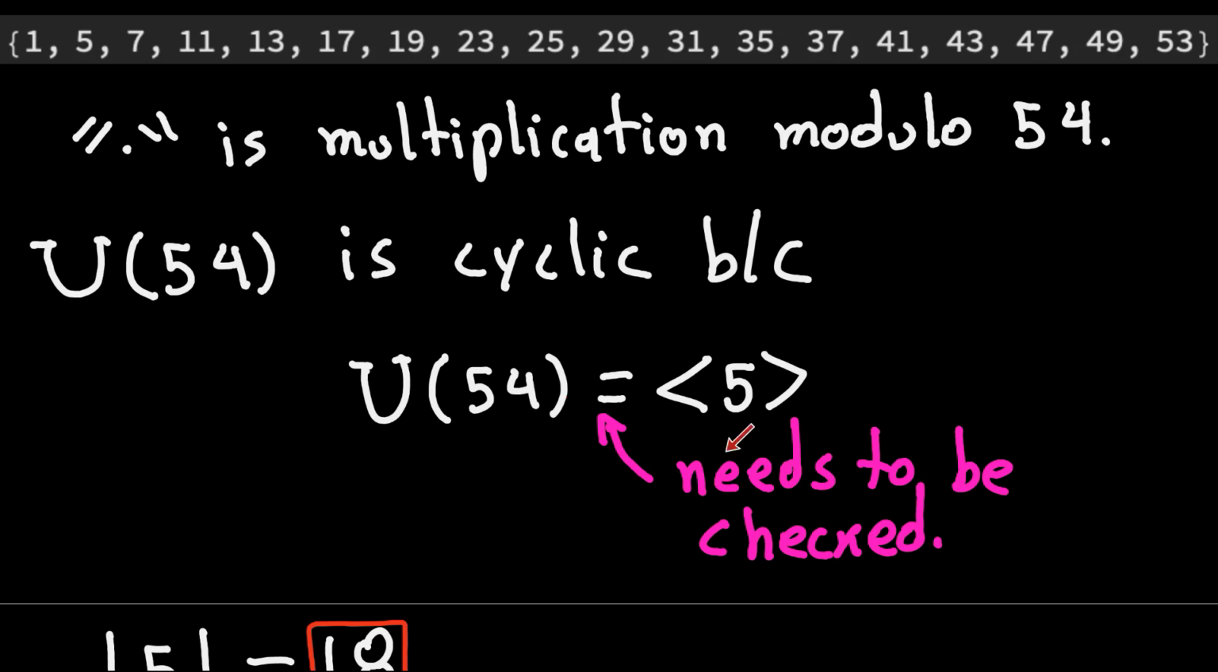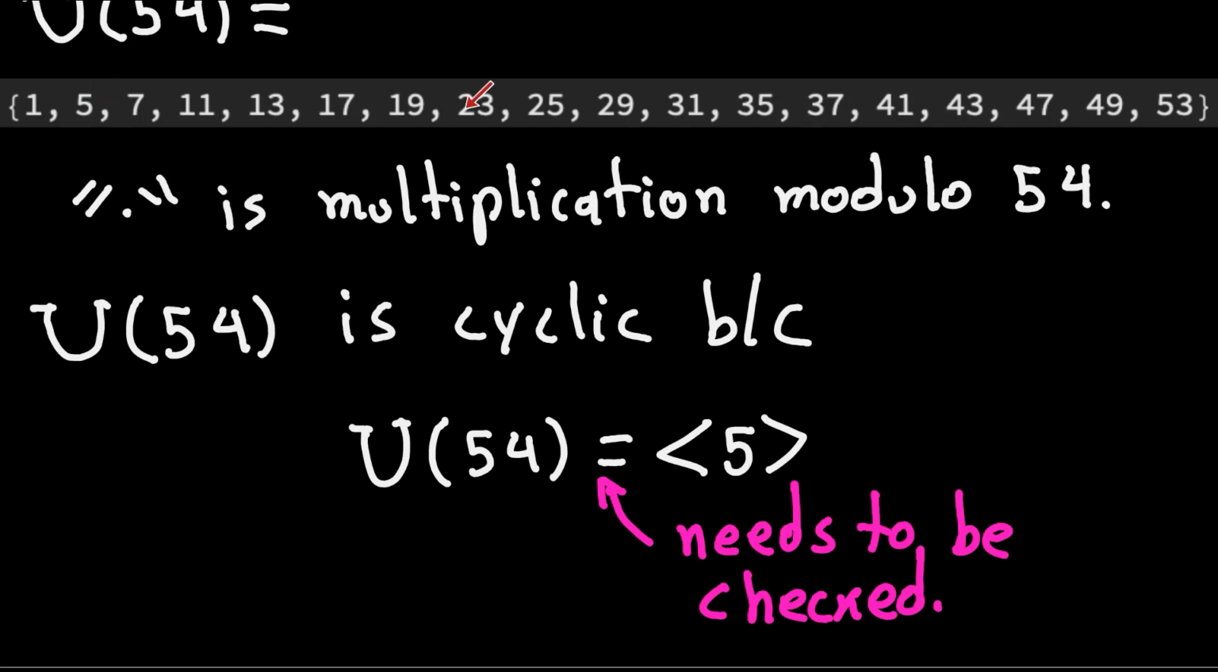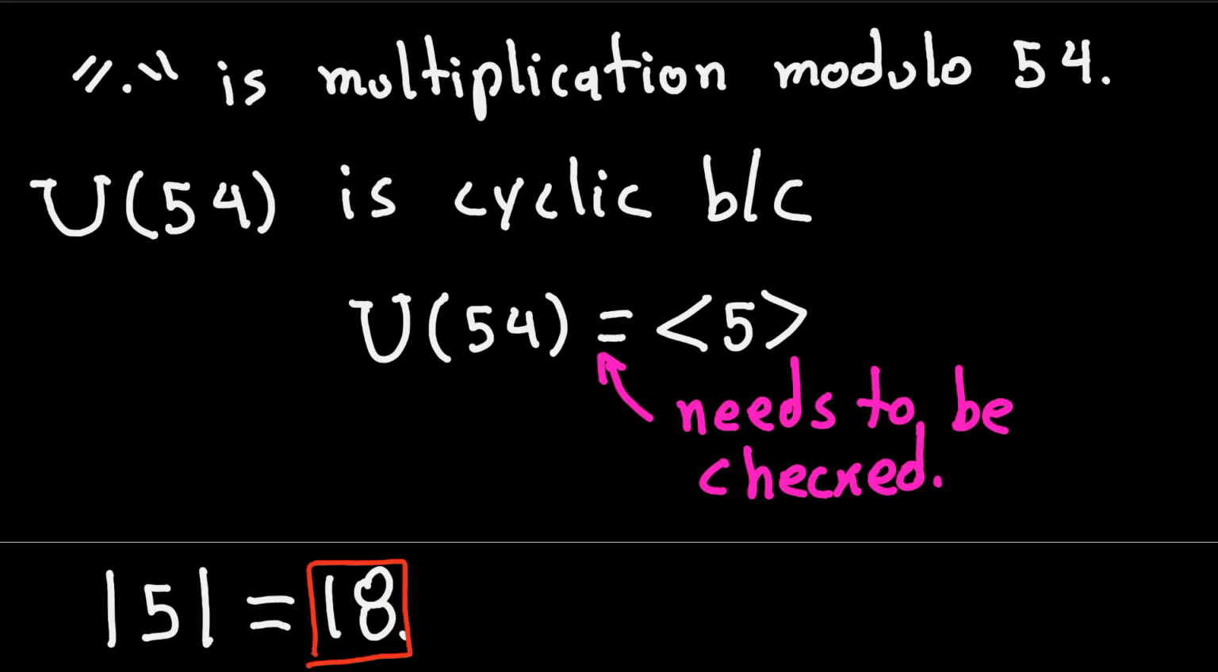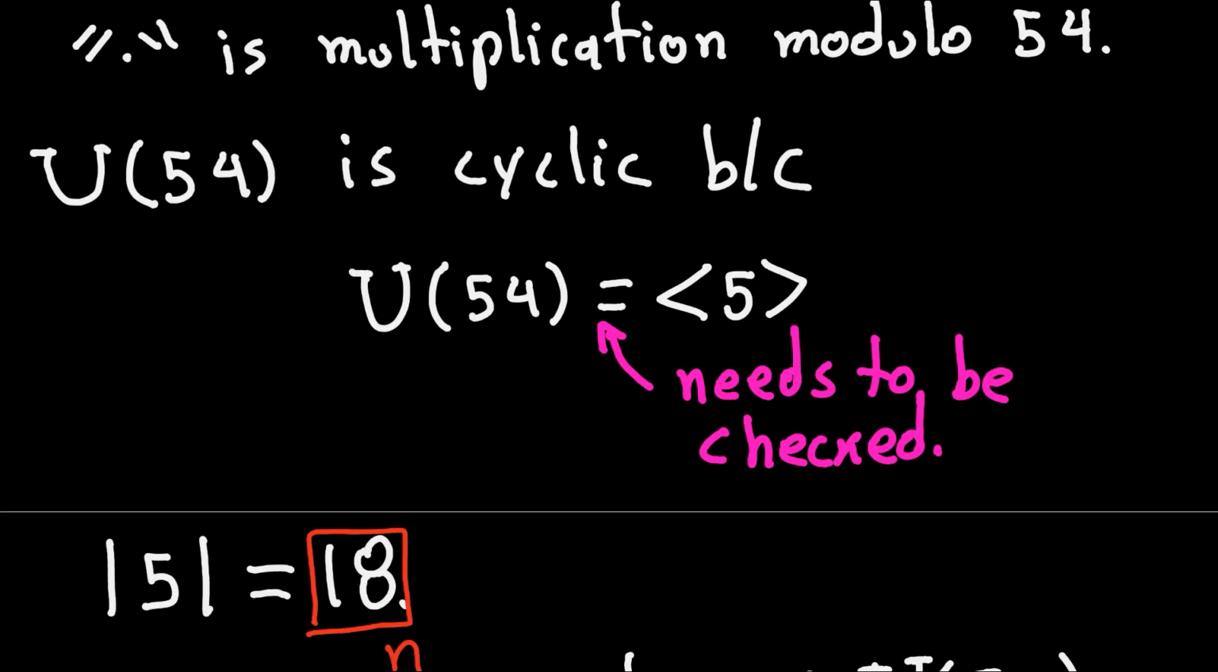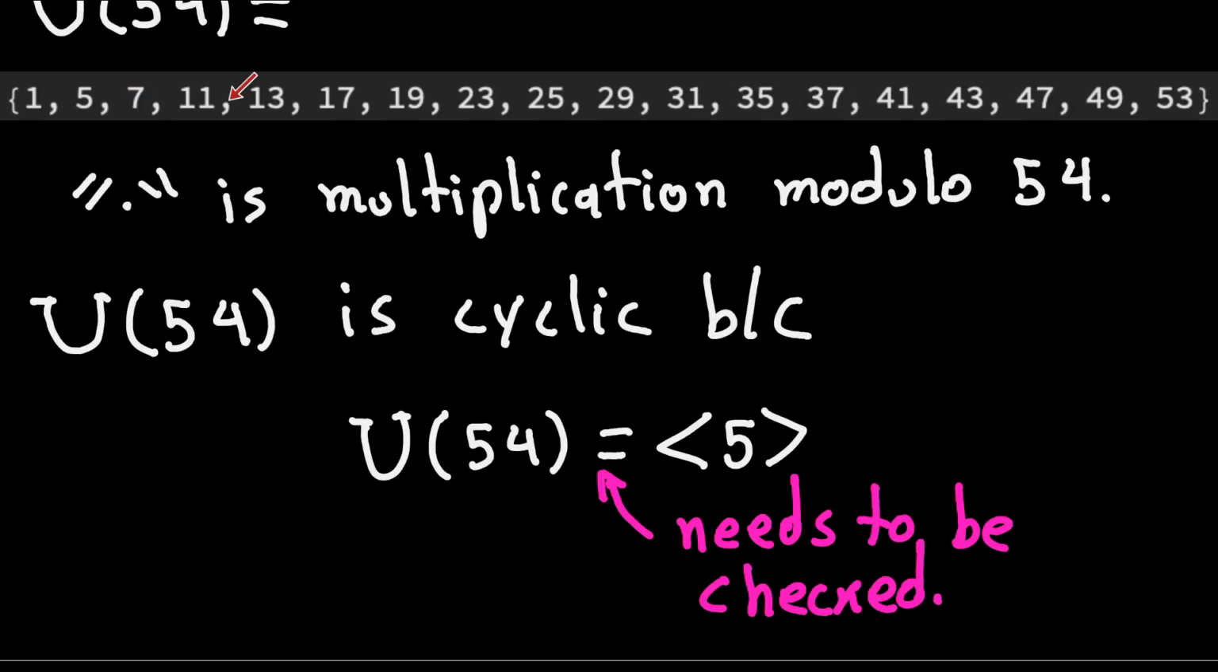Of course, this needs to be checked. How do you check it? Well, you start taking powers of 5 modulo 54, and as you start taking powers of this element 5, you will get all the elements of U54. So taking powers of 5 will give you all this list that is here, and of course that is all modulo 54. Now, if you count the number of elements that you have here, you will count 18.